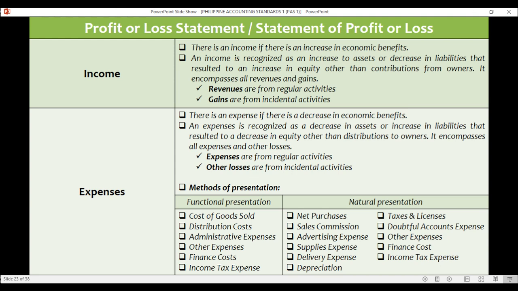But under the natural presentation, we present the income statement that shows the nature of those items of expenses, showing the item of net purchases, sales commission, advertising expense, down to income tax expense. Generally, functional presentation and natural presentation are both similar with at least three items: the other expenses, finance cost, and income tax expense. Okay?